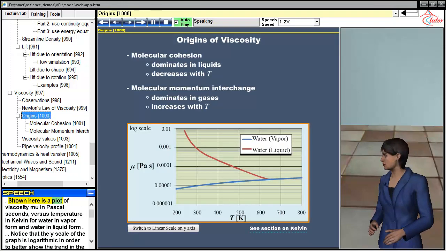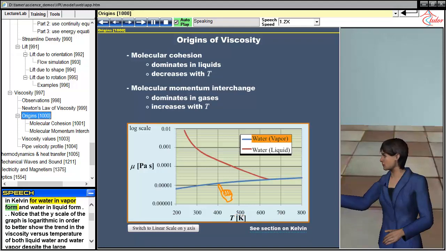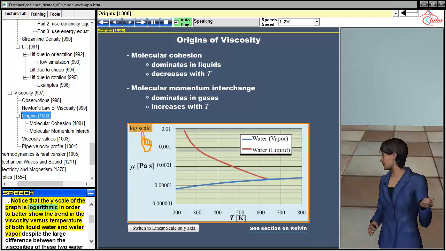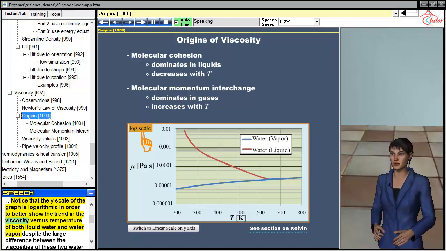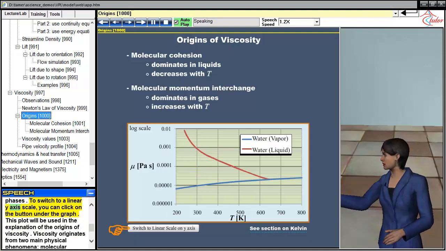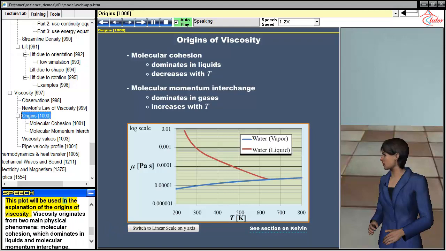Shown here is a plot of viscosity mu in Pascal seconds versus temperature in Kelvin for water in vapor form and water in liquid form. Notice that the y-scale of the graph is logarithmic in order to better show the trend in the viscosity versus temperature of both liquid water and water vapor, despite the large difference between the viscosities of these two water phases. To switch to a linear y-axis scale, you can click on the button under the graph. This plot will be used in the explanation of the origins of viscosity.